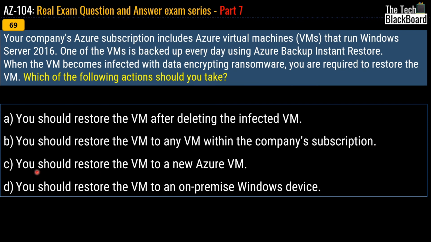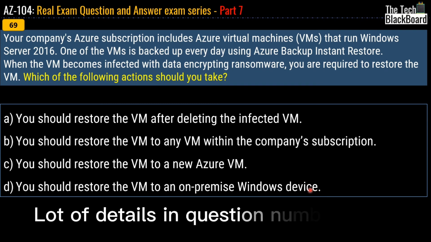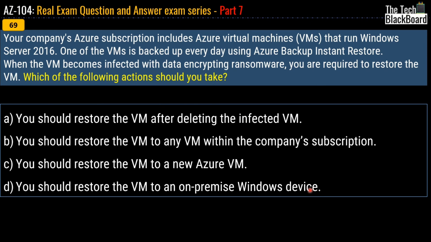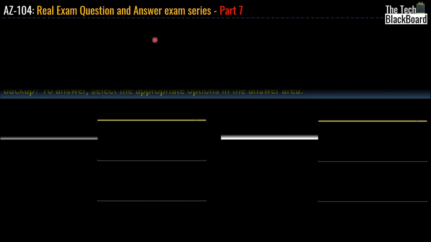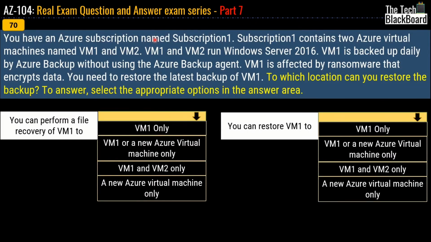The third option is you should restore the VM to a new Azure VM, or the fourth one is you should restore the VM to an on-premise Windows device. There is one more variation of the same question that I'm going to present in question number 70, which is the very next question. But for now, the correct answer for this question is that you should restore the virtual machine to a new Azure virtual machine.